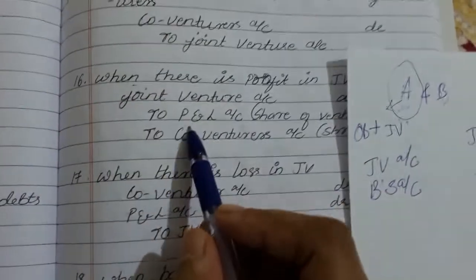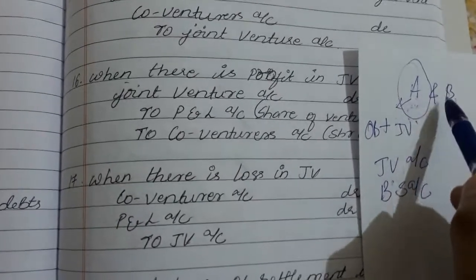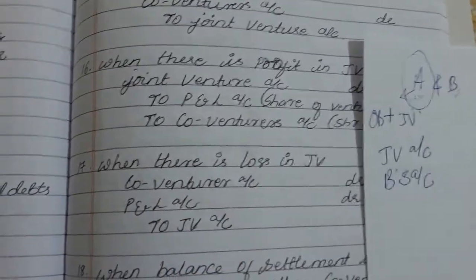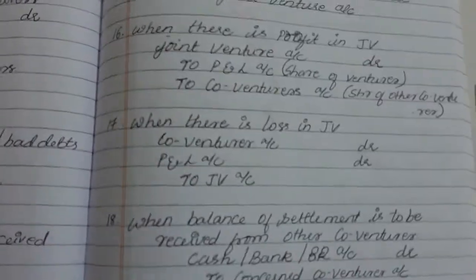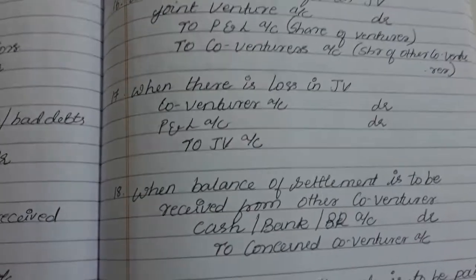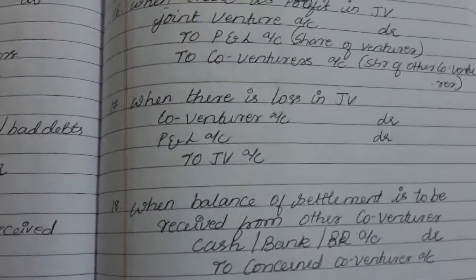So the share for A will be transferred directly to his profit and loss account only, and whatever the share is for B, you will transfer to the co-venturer account. So next, coming on to when there is a loss in the joint venture. If it is a loss, they need to pay money. If there is any payment of money to be made, that joint venturer, this A person, needs to pay the money, right?